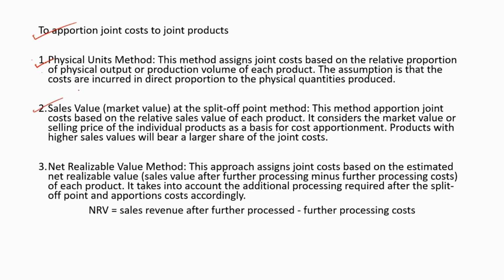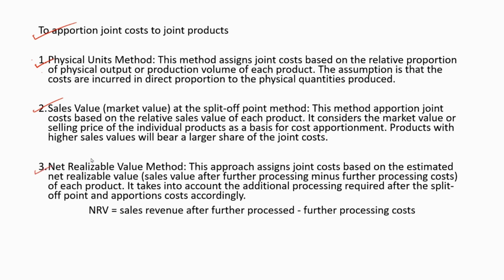The second method is sales value, which is the market value at the split off point method. This method apportions joint costs based on the relative sales value of each product. It considers the market value or selling price of the individual products as a basis for cost apportionment. Products with higher sales values will bear a higher share of the joint costs. This means we have to consider the market value at the split off point for each joint product.